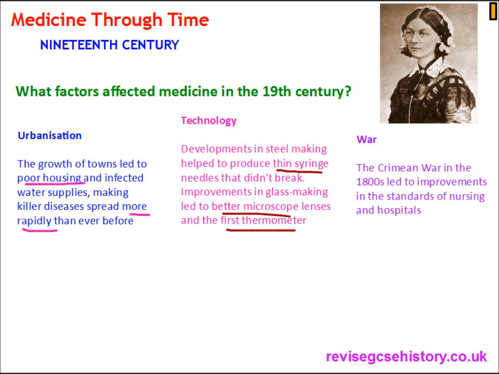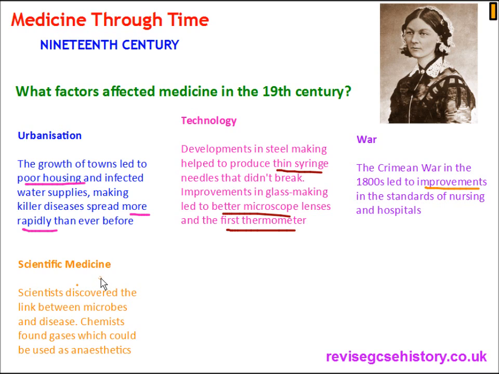War also led to developments in medicine. For example, it led to improvements in the standard of nursing. During the Crimean War, Florence Nightingale, this lady up here, went out to the British hospital to improve the standard of nursing care that was provided there. This helped to professionalise and really improve the standard of nursing care that was provided in all hospitals. We'll be looking at this more in a later video.